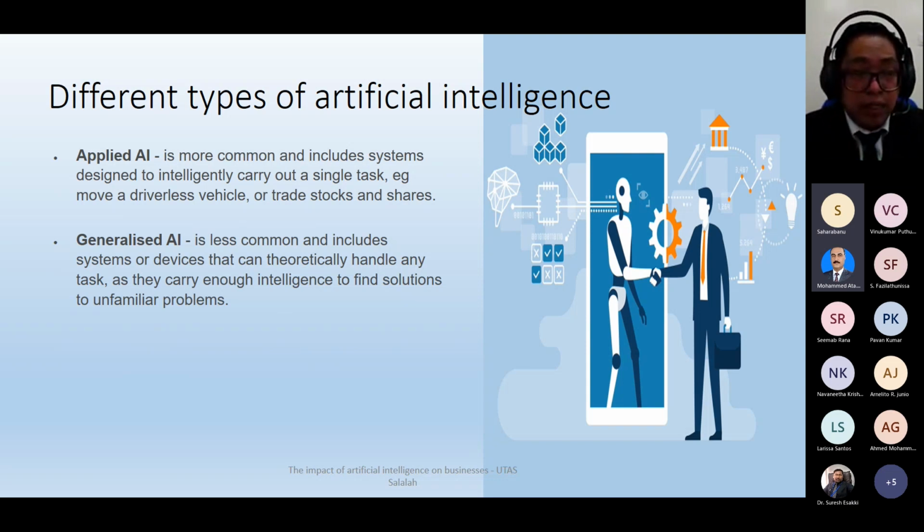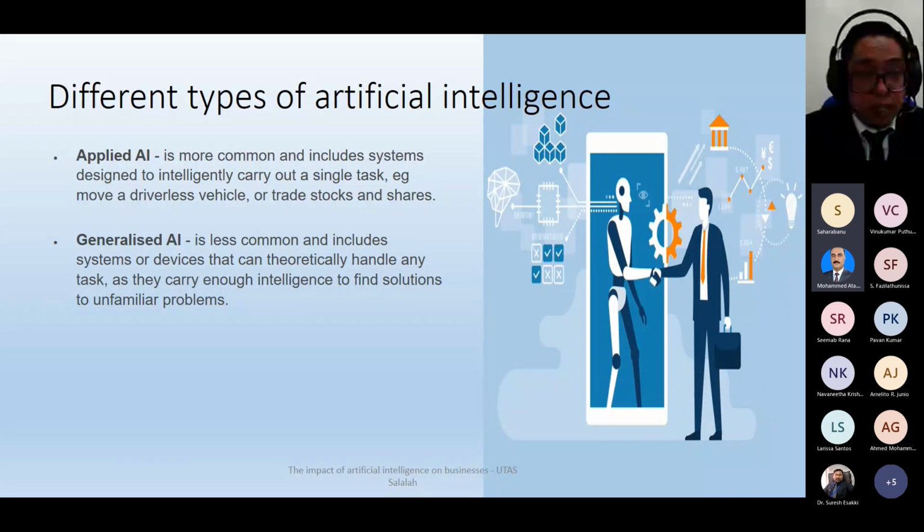One is what we call applied AI. This is the most common, and it includes systems designed to intelligently carry out a single task. For example, driving a driverless vehicle, or an algorithm that will trade stocks and shares. Sometimes this category falls under weak or narrow AI. Later we'll come to why it is called weak or narrow AI.